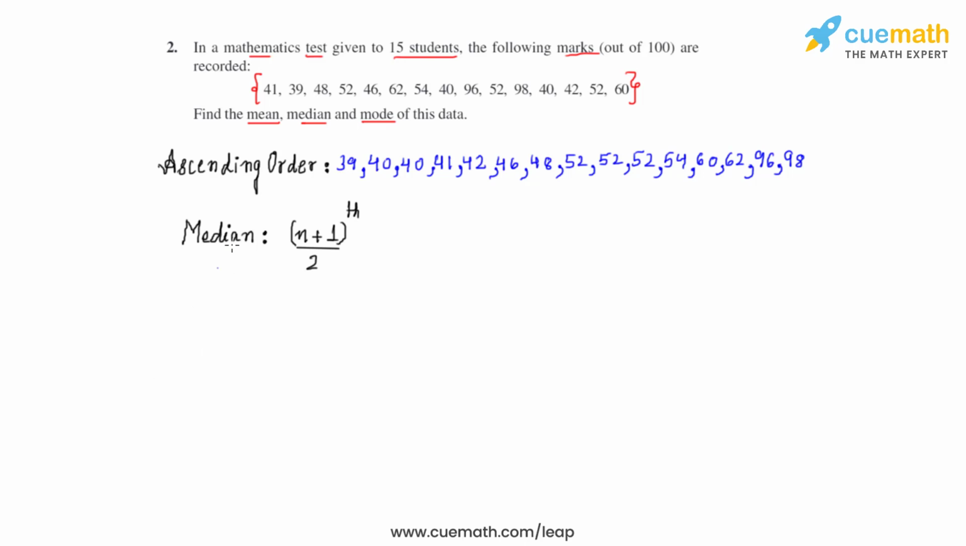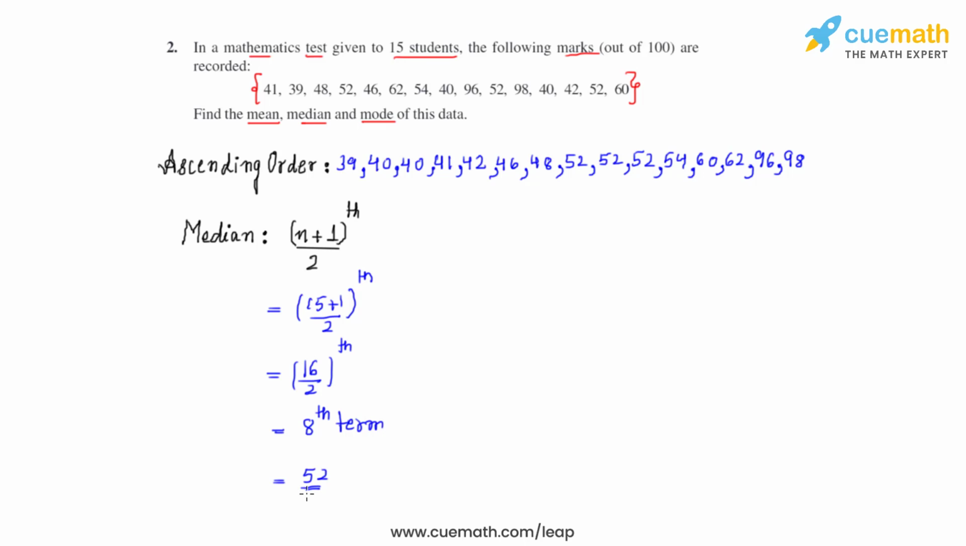And as we already know that the value of n is 15, let's start substituting. So we write 15 plus 1 divided by 2. This gives us the term which is the middlemost term. So we get 16 by 2. So the term which is the middlemost is the 8th term. So from the given data which is already arranged in ascending order, we get to know that the middlemost term's value is 52. So the median for the given data becomes 52.